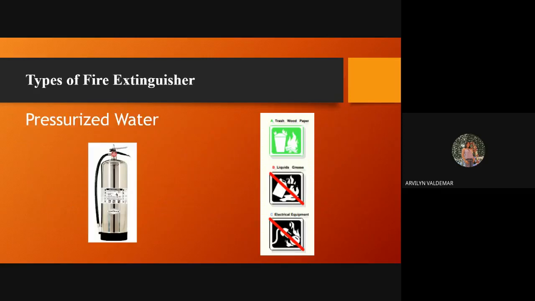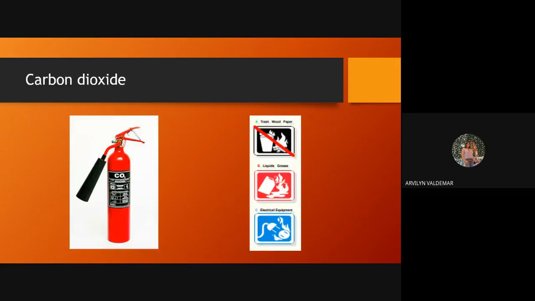So, first type is pressurized water. It is only used for trash, wood, paper. It cannot be used for liquids, gases, and electrical equipment. Next is the extinguisher whose content is carbon dioxide. It cannot be used for trash, wood, paper. It can only be used for liquids, gases, and electrical equipment.